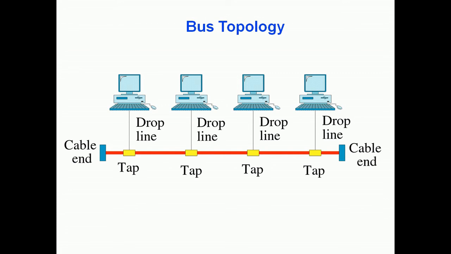So there are so many chances for the collision of the data during data transmission in the bus topology. In the next lectures we will see how there is the possibility of collision in the bus topology. We can avoid the collision, and we can also detect the collisions. This is the bus topology.